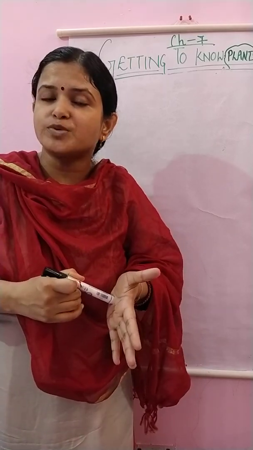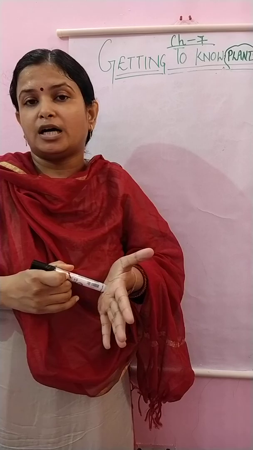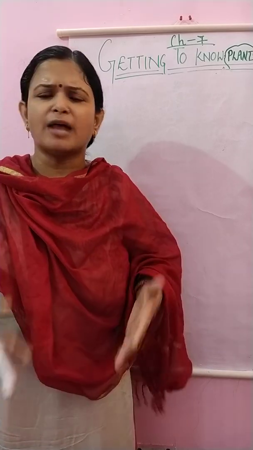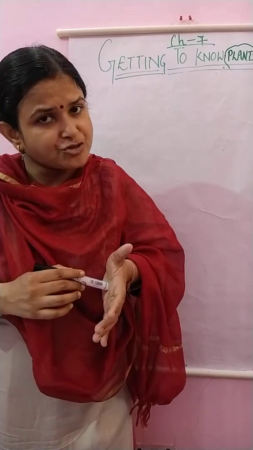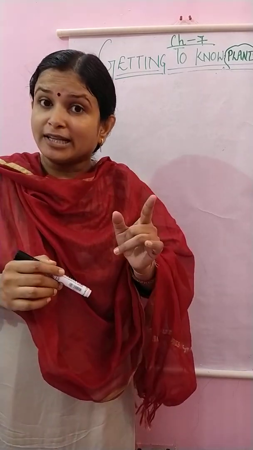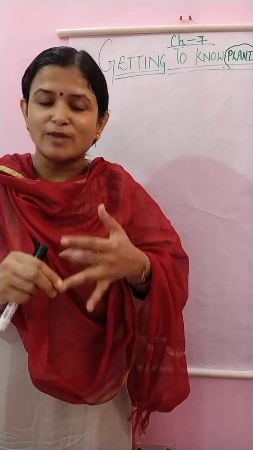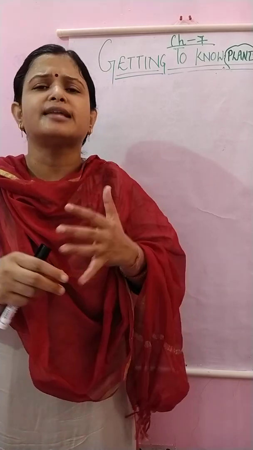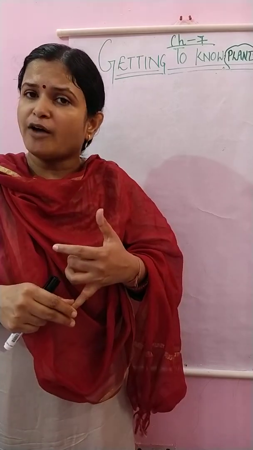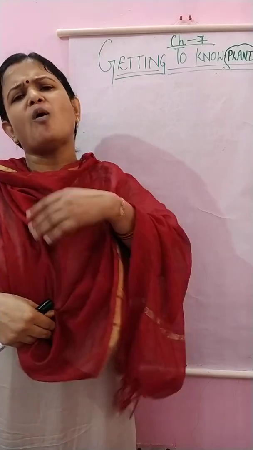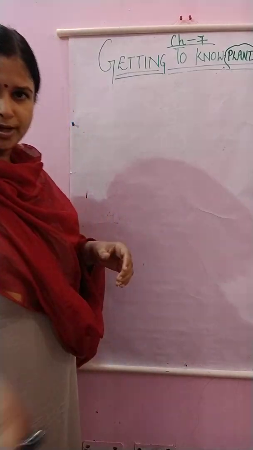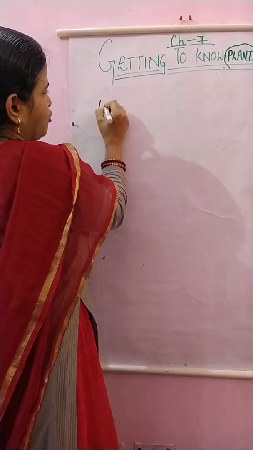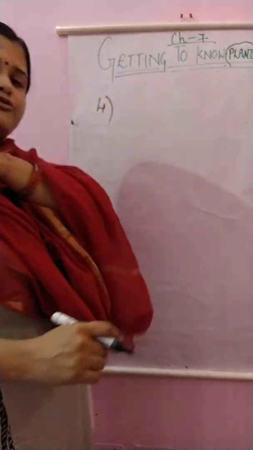Now examples of herbs: mustard plant, wheat plant, rice plant, tomato plant, all these are the examples of herbs. Examples of shrubs: lemon plant, rose plant, sunflower plant, jasmine plant. Examples of trees: mango tree, neem tree. So this is the difference between herbs, shrubs and trees. I hope you all have understood it. Now these are the 4 kinds of plant. 3 we have discussed, this is the 4th one.